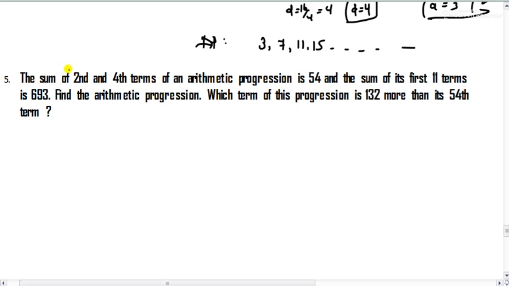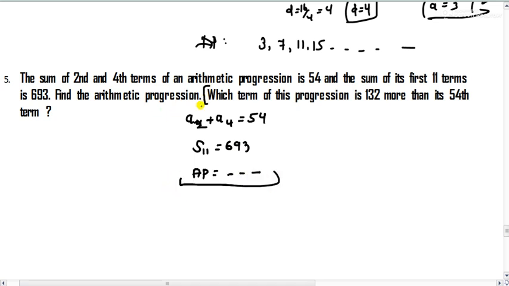Okay. The sum of the second and fourth term, a2 plus a4, is 54, and the sum of the first 11, S11, is 693. Find the AP. So this is the same as before, but there is an additional question as well. Which term of the progression is 132 more than its 54th term? So an is 132 plus a54. You have to find this n value.